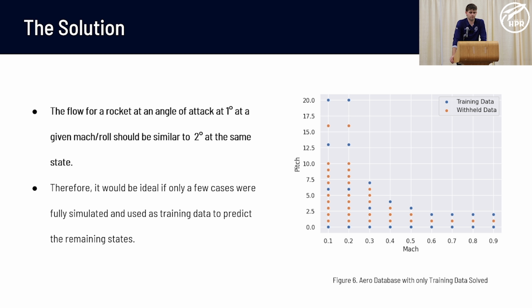So what's the solution then? Well, the flow of a rocket at a given angle of attack, let's say 1 degree, for a constant Mach number and a roll, should be relatively similar to that at 2 degrees at the same state. Therefore, it would be ideal if only a few cases had to be simulated in our drag database on Fluent, and we could use the other points to potentially predict the flow of these withheld data points.